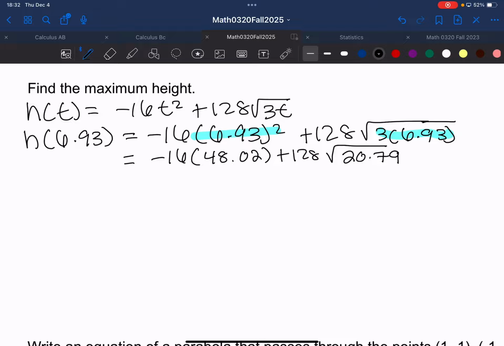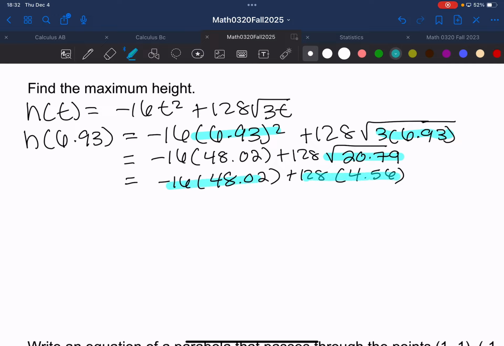Does it round differently? It's an exact decimal. Okay. So then what I would do on your calculator is take the square root of 20.79. 4.559, so 4.56. I'm just going to round it to 2 decimal places. Okay, then you should be able to simplify each of these. So go ahead and multiply the first one together for me and tell me what you get.